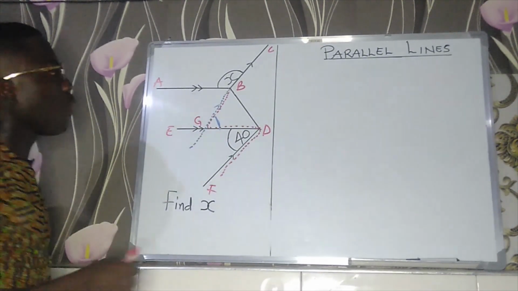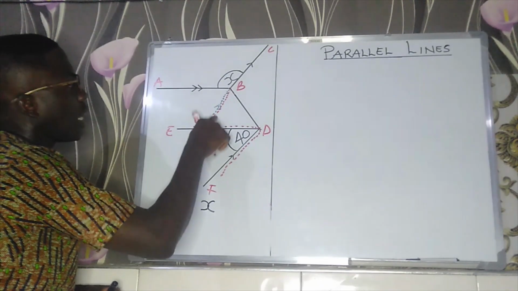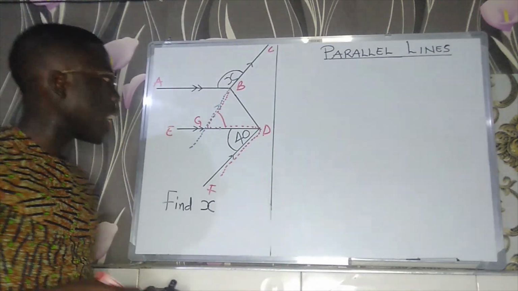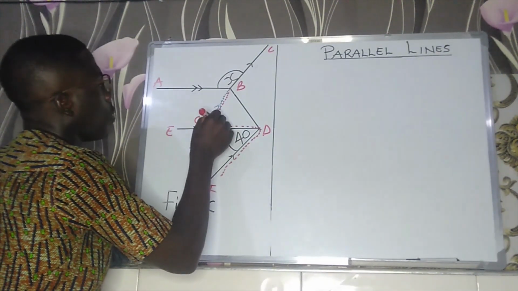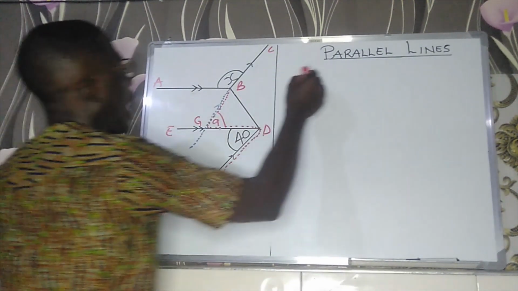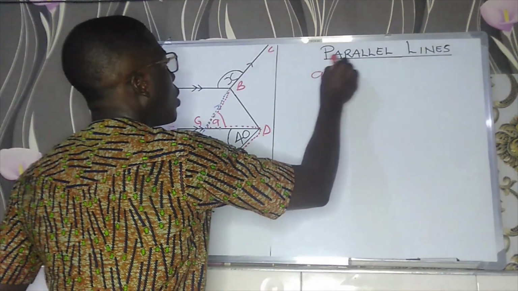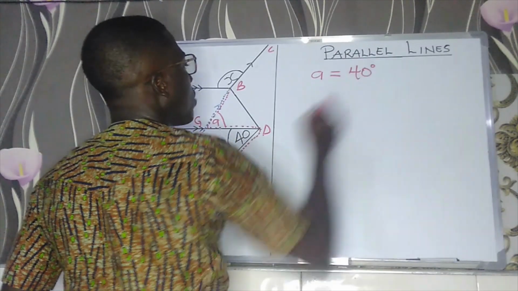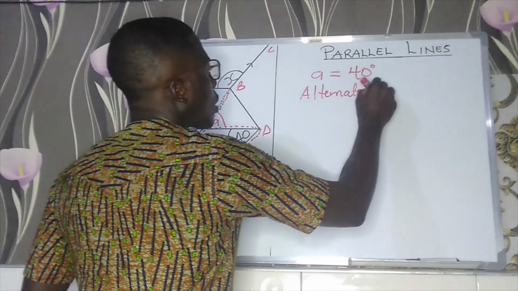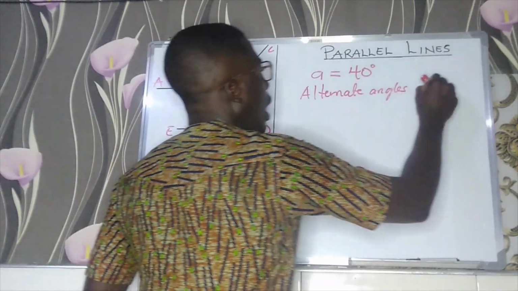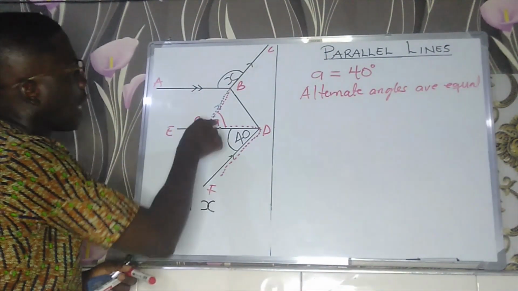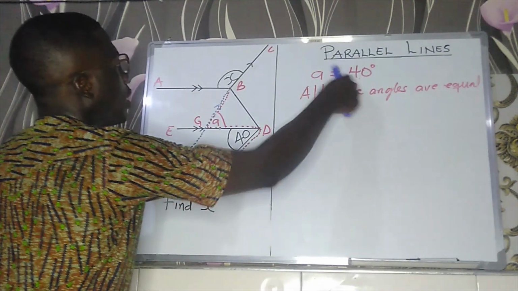So we have our Z shape, which we said whenever we have a Z shape, then the angles formed within are what? Alternate angles. And so I would introduce a variable here, a small a, and then my small a should be equal to 40 degrees because alternate angles are equal. Good. So we have here 40 degrees.